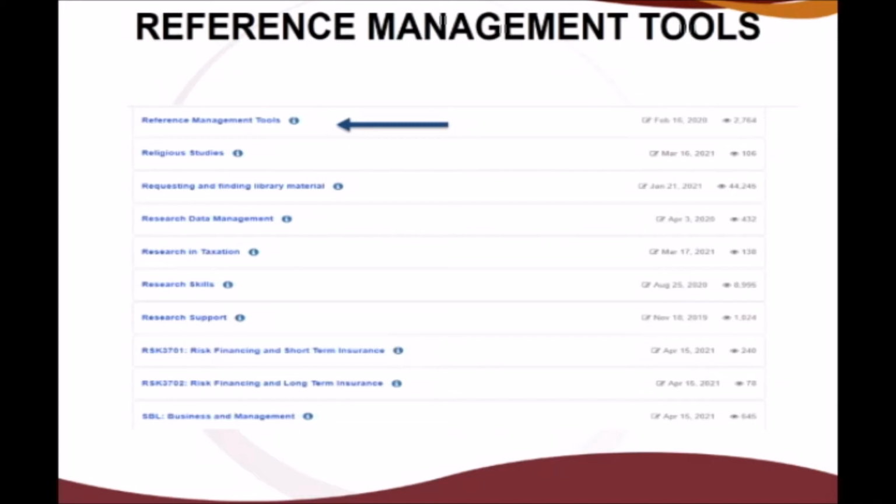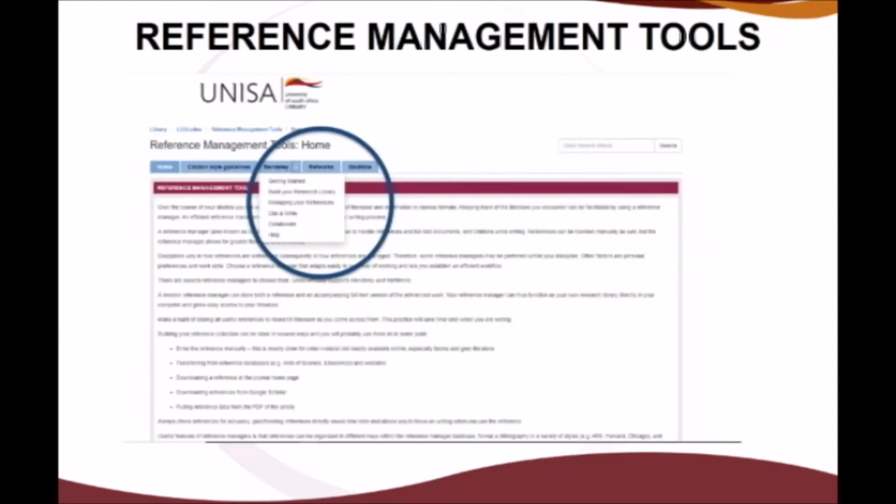So you go to the alphabetical list of all your library guides, and this will appear under the R, which is called Reference Management Tools. When you click on it, it opens the guide itself. I just want to show you here. Here's Mendeley, and here's EndNote, and here's RefWorks. So for those of you who want to register for one of these, you can click on Mendeley and just say, I want to get started.